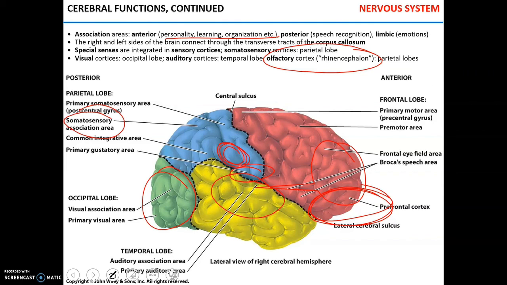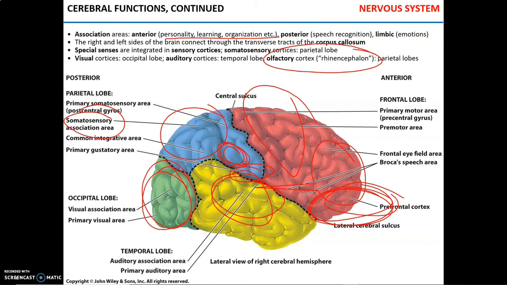So you need to know where the corresponding areas are located. For instance, somatosensory is in the parietal lobe, visual is in the occipital, auditory is in the temporal, motor cortex and prefrontal cortex are in a frontal lobe.